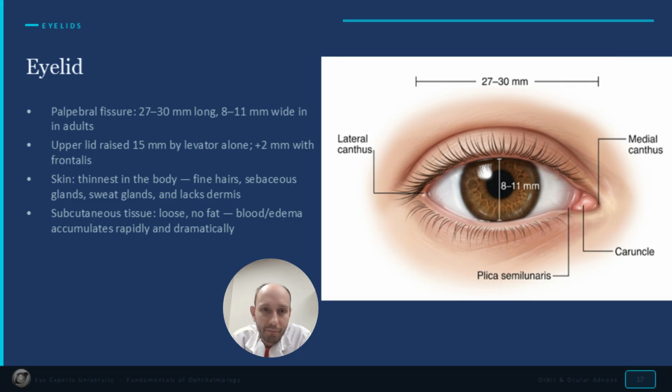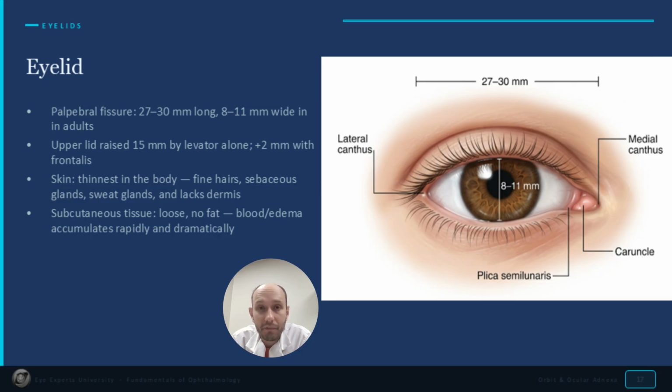Let's talk about the eyelid now. The palpebral fissure is about 27 to 30 millimeters long and about 8 to 11 millimeters wide in adults. The upper lid can be raised about 15 millimeters by the levator alone, and an extra 2 millimeters can be provided by the frontalis. That's why you can see older people lifting their eyebrows up to raise the eyelid a little bit more.